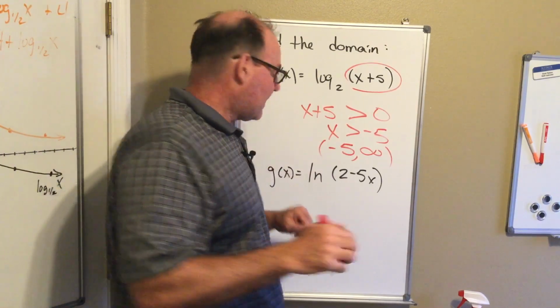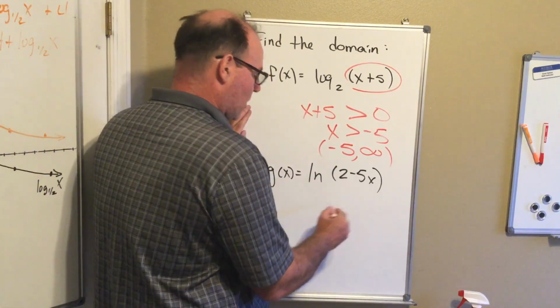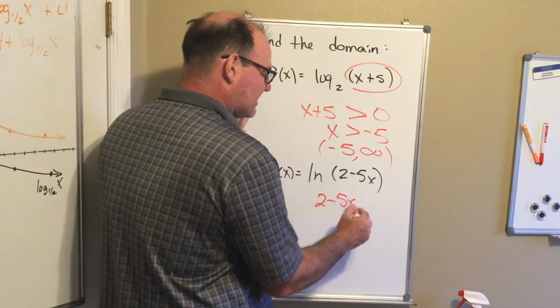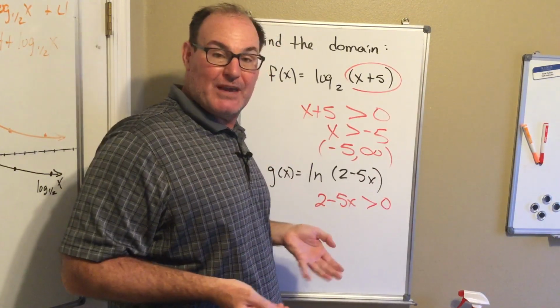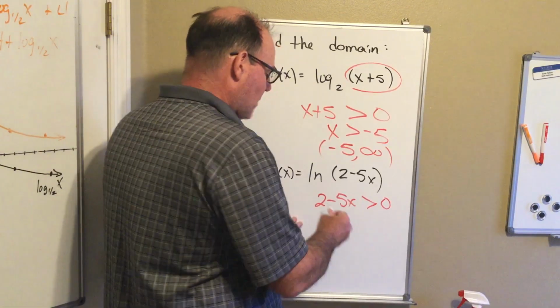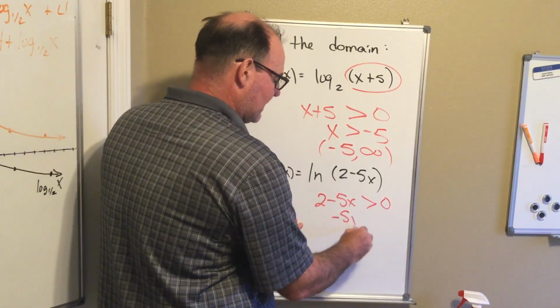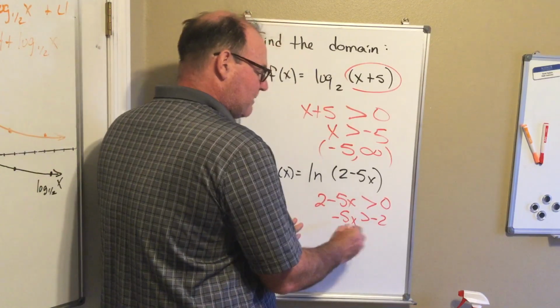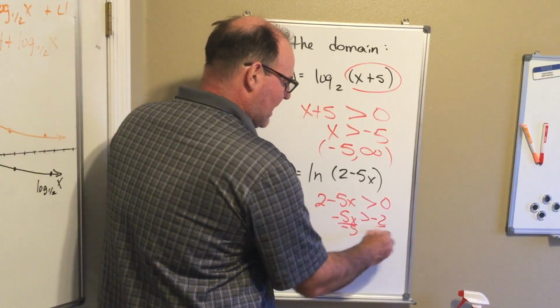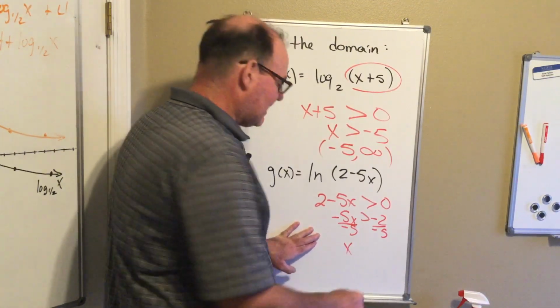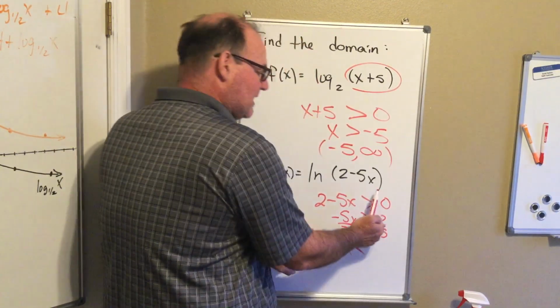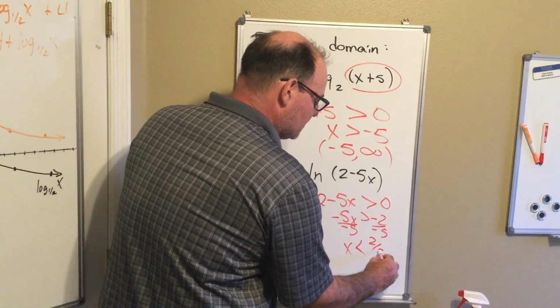All right, now that you're back, hopefully here's what you did. You said, okay, 2 minus 5x, whatever that is, it has to be bigger than 0, because that's the only type of thing I can take the logarithm of. So I'm going to subtract the 2 from both sides. I'm going to divide both sides by negative 5. And always remember, when you divide both sides of an inequality by a negative, you've got to flip the sign. Negative 2 over negative 5 becomes 2/5.